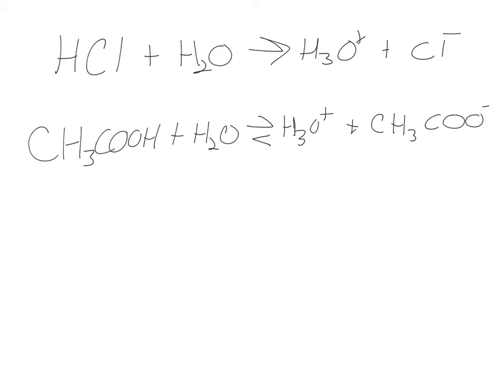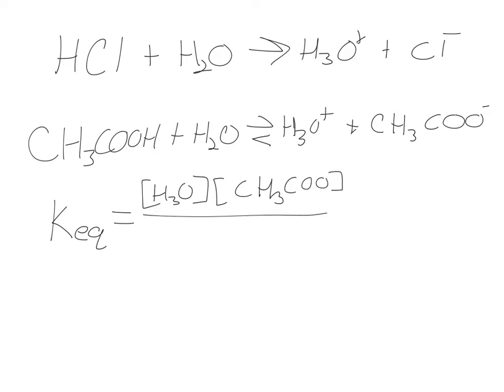So we can actually write an equilibrium expression for this. The equilibrium constant for this would be the products, the H3O+ concentration times the acetate concentration, the CH3COO-, divided by the acetic acid originally.